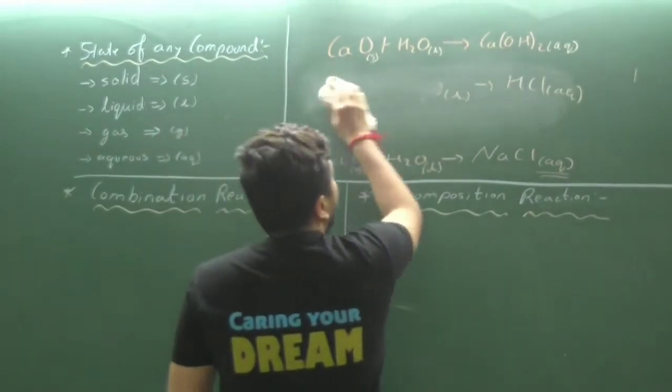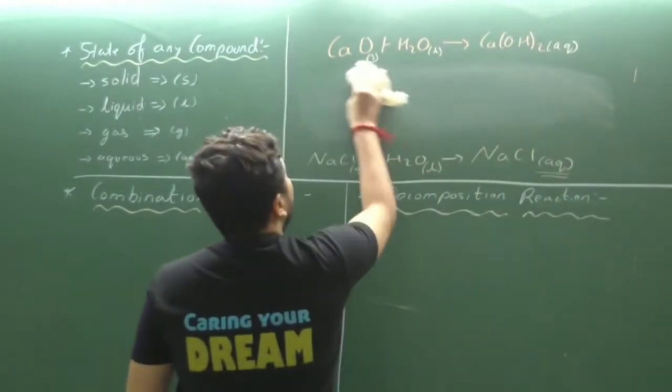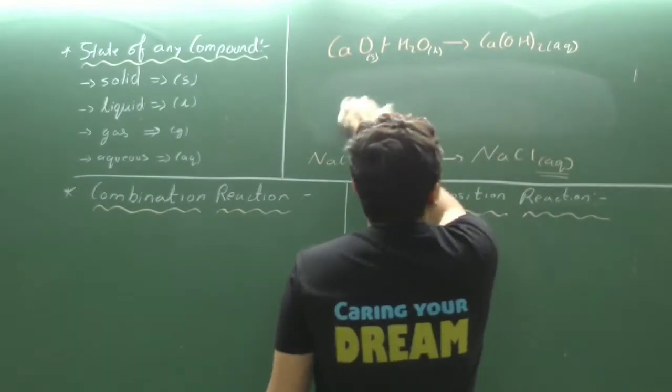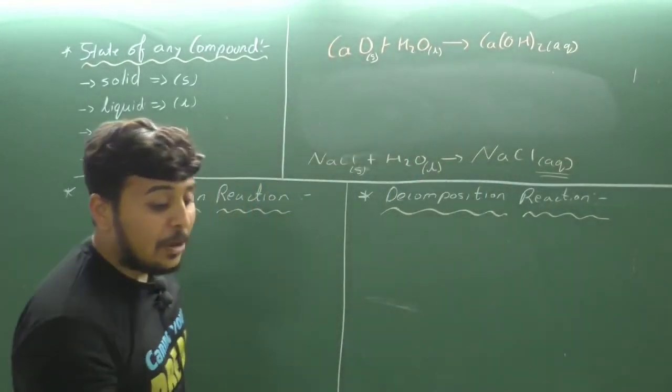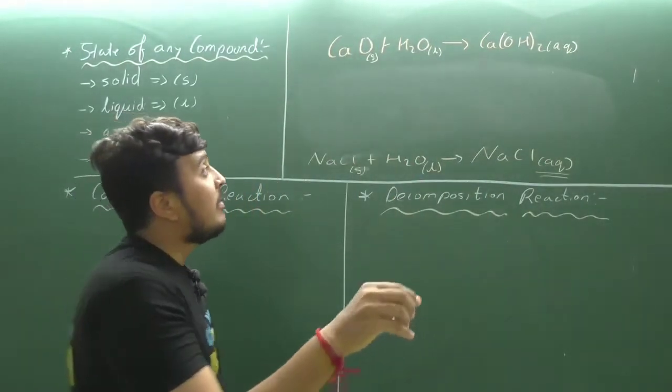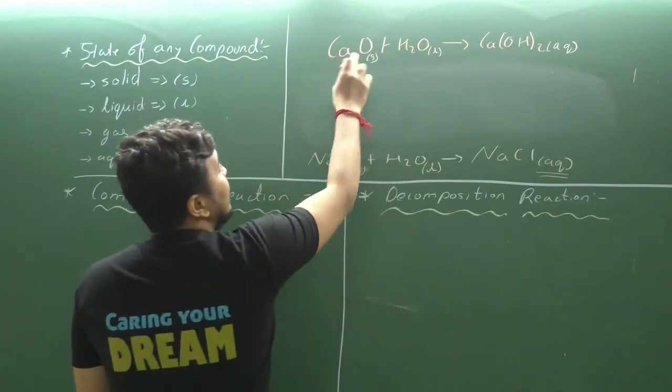Clear? Now how can we make the information more informative? Still, we have added the states: solid, liquid, gas, aqueous, anything. But how can we make it more informative? We have to write the name of each and every compound. It is calcium oxide.